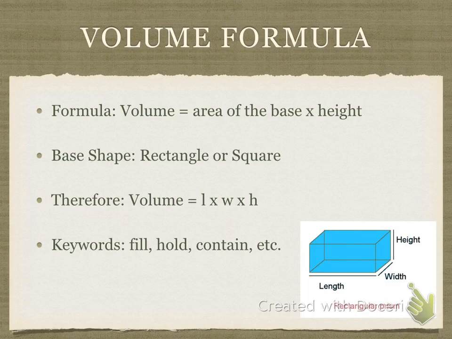So some important things you need to know about calculating the volume, first of all, is what is the formula? So the volume formula for any shape will be the area of the base shape times the height. Well, in a rectangular prism, the base is a rectangle or a square. So the area of a base for a rectangle or a square would be length times width, as we learned in grade 7. So therefore, the volume of a rectangular prism would be the area of the base, which is length times width, and then we're going to multiply it by the height.